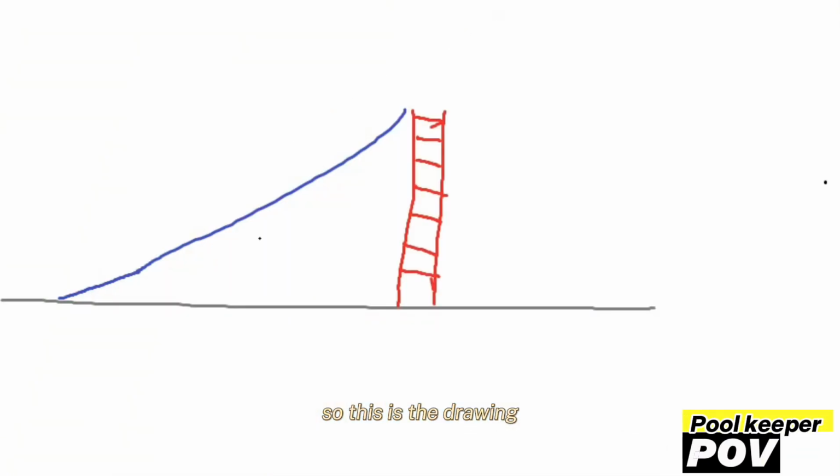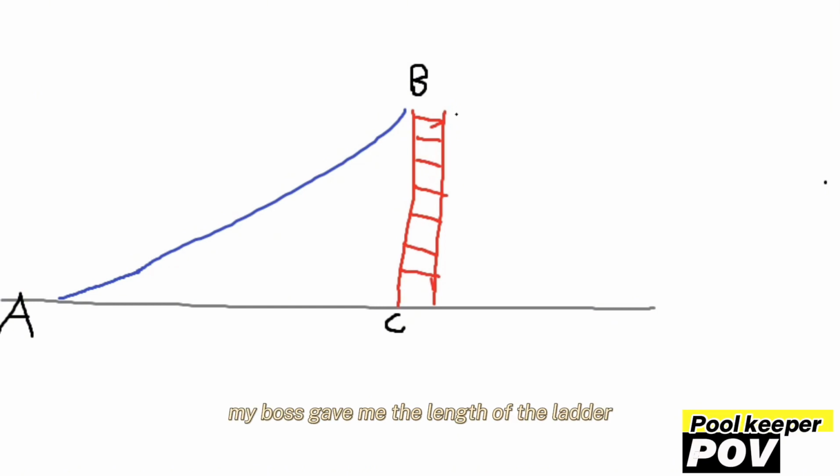So, this is the drawing or the illustration that will represent the slide. We're finding the length of the slide. I'm gonna label the end of the slide as point A here. Then the top of the slide, or the top of the ladder, as point B. Then the bottom of the ladder as point C. And as I remembered, my boss gave me the length of the ladder, which is 6 feet. So we're gonna write 6 feet here.